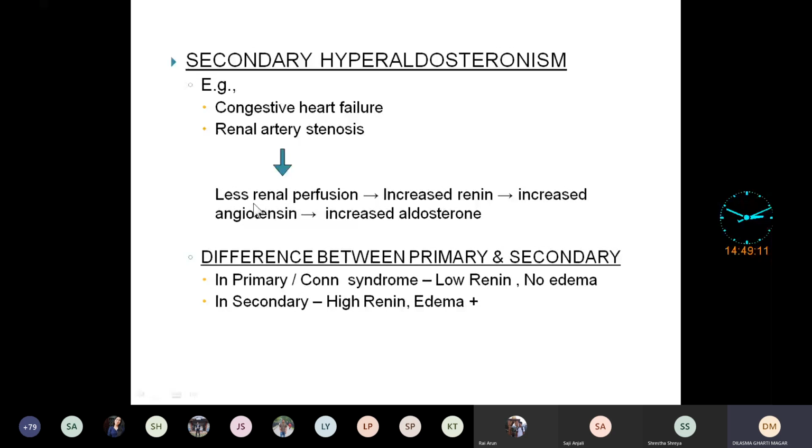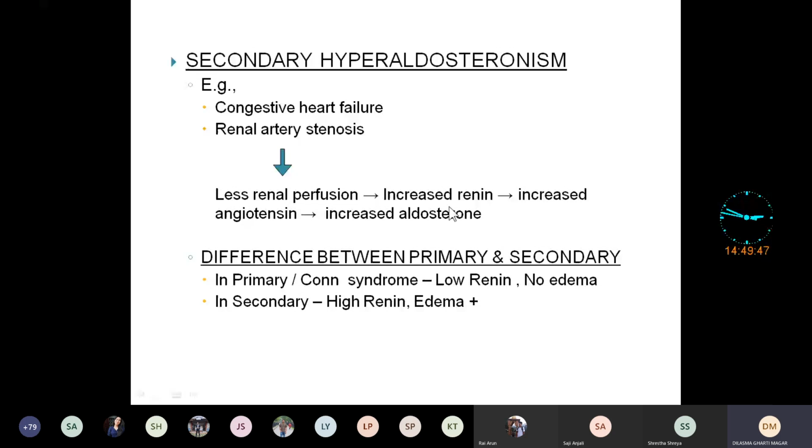So whenever there is less blood flow to the kidney, it will lead to increased renin secretion, and then the renin-angiotensin-aldosterone mechanism. Here the increased angiotensin is there, and then the increased aldosterone is there. Because of other causes, not because of a tumor in the adrenal gland, there is hyperaldosteronism. So that's why this is the secondary hyperaldosteronism.